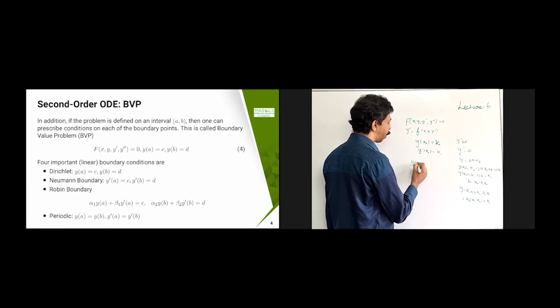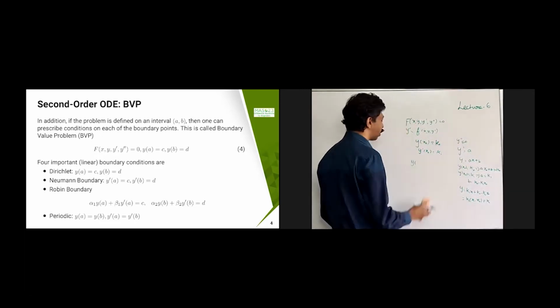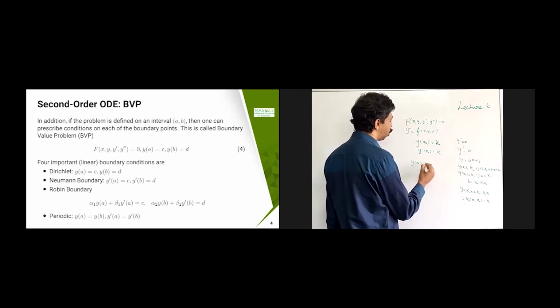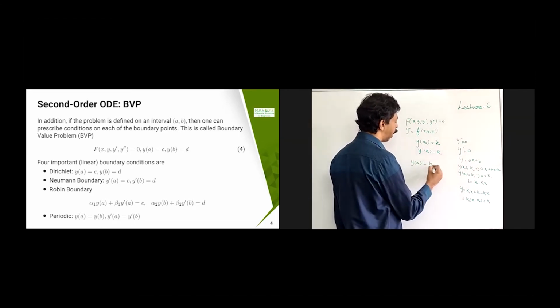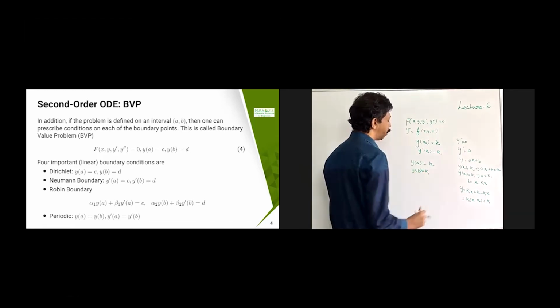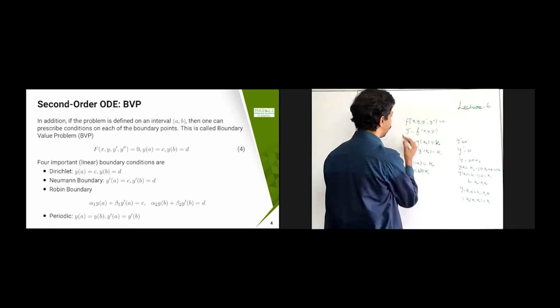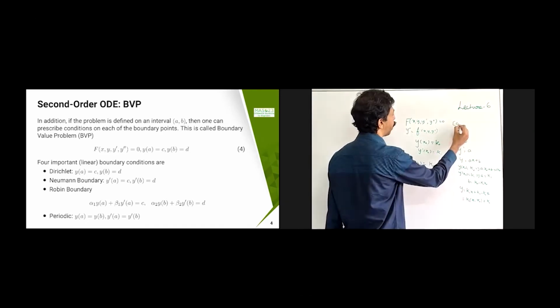Similarly, you can do one more thing, which is called a boundary value problem. In a boundary value problem, let's say two things are given: one is y(a) = k naught, and y(b) = k1. Which means we have two conditions, and the problem is defined on an interval, for example, the interval (a, b).